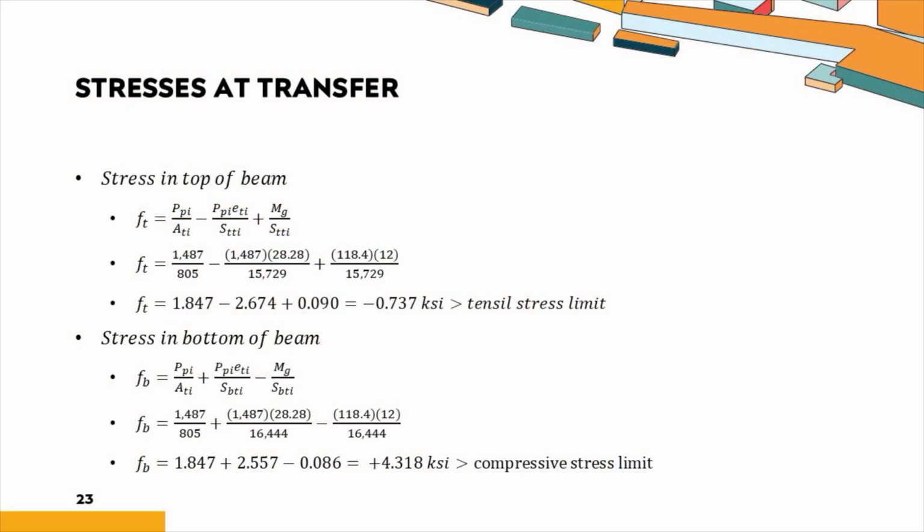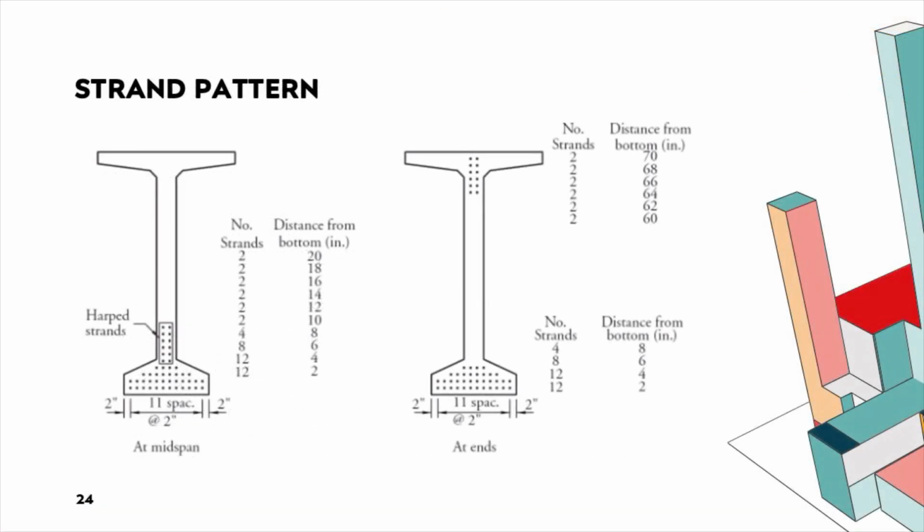Calculating the stress at the top of the beam, you can see that the actual stress is larger than the tensile stress limit. Calculating the stress at the bottom of the beam, you can see that the actual stress is larger than the compressive stress limit. In order to decrease the compressive stress in the bottom and the tensile stress in the top, the strands need to be harped. Determining the specific harp pattern may take some trial and error to ensure the actual stresses do not exceed the allowable stresses. Since this is an example problem, they suggested we start by harping 12 strands at 0.4 times the length.